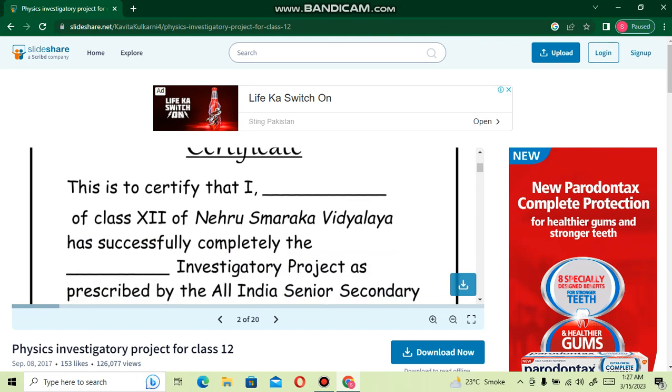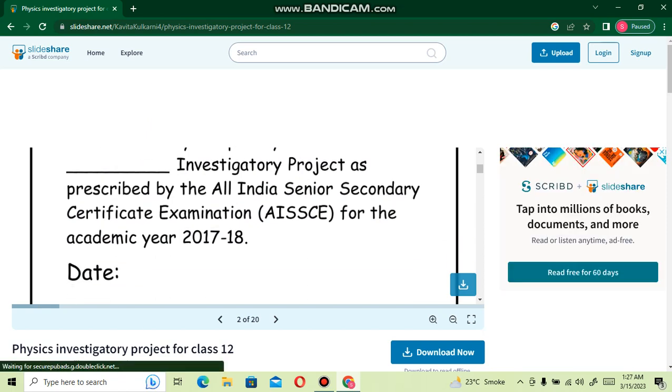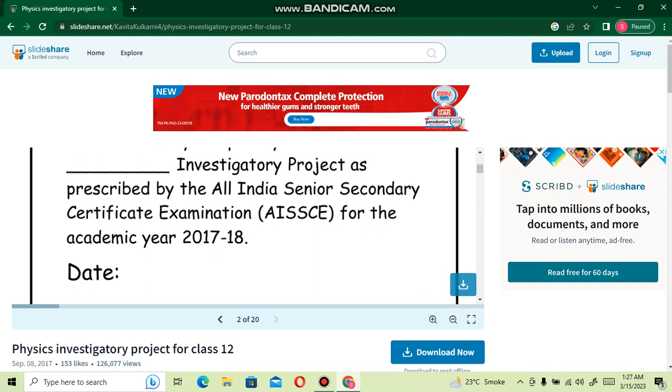Certificate. This is to certify that I, of class 12, have completed the investigatory project as prescribed by the All India Senior Secondary Certificate Examination for the academic year 2017 to 18.